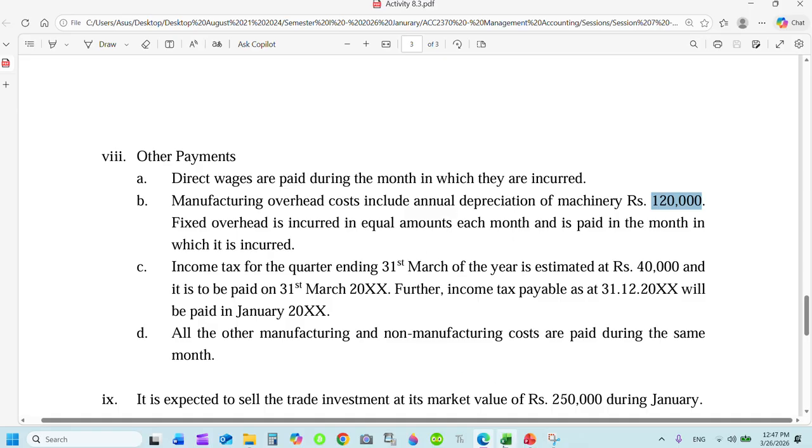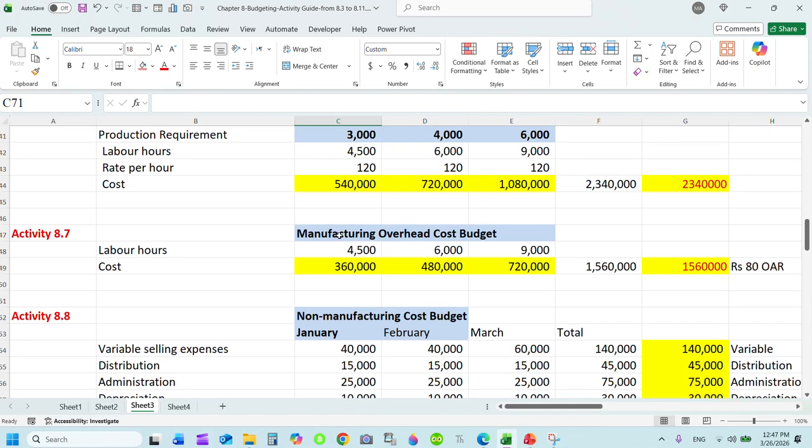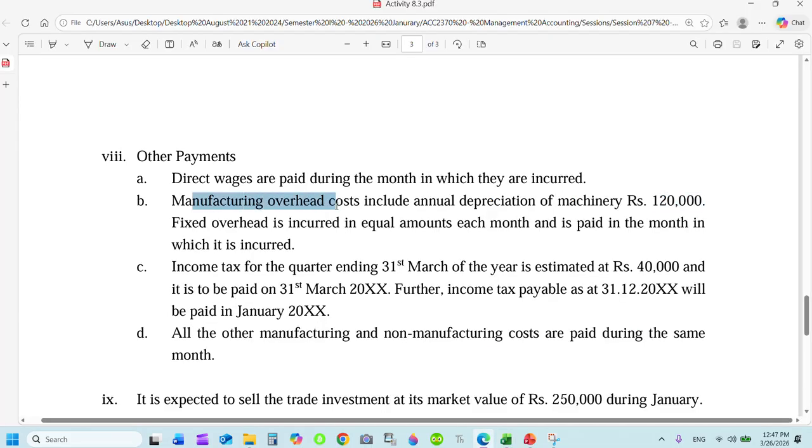So let's look at manufacturing overhead cost. This is our manufacturing overhead cost budget. Like this we decided by using the overhead absorption rate. We already prepared this, right? And the 10,000 depreciation is included. It is said manufacturing overhead cost includes annual depreciation of 120,000, so monthly depreciation is 10,000.